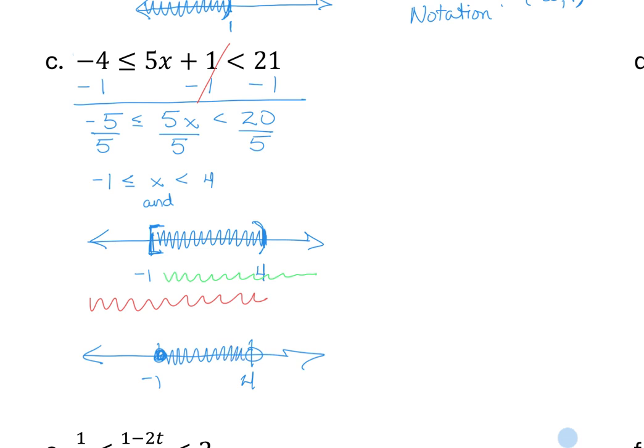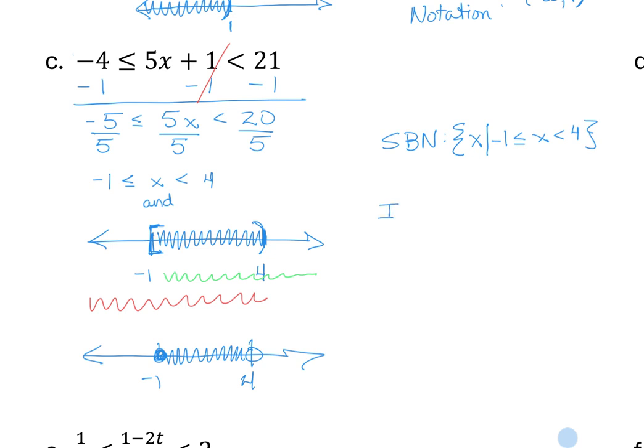All right, for our set builder notation, even though this is a three-part inequality, it's still basically the same thing. We have our squiggly bracket, we have our x, we put our line, and then we just put this inequality statement. We have -1 is less than or equal to x is less than 4, and we close it.